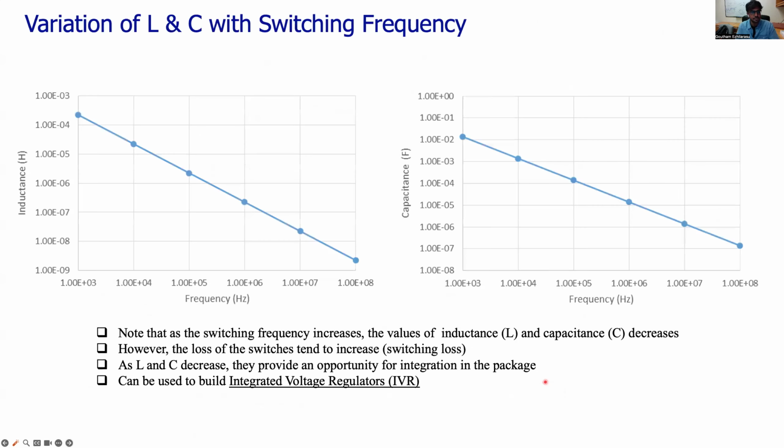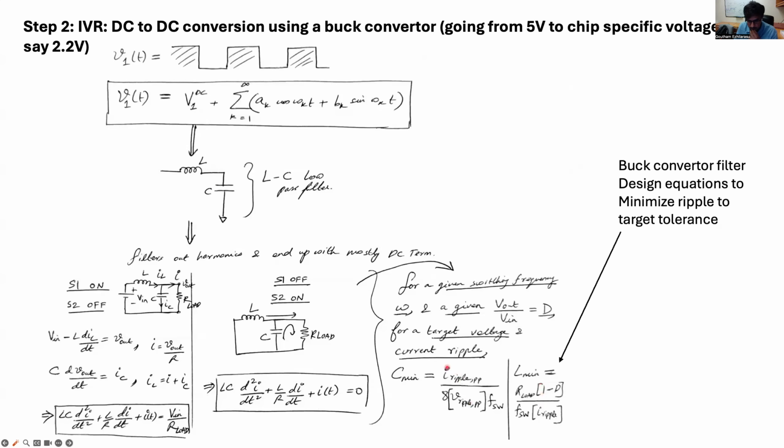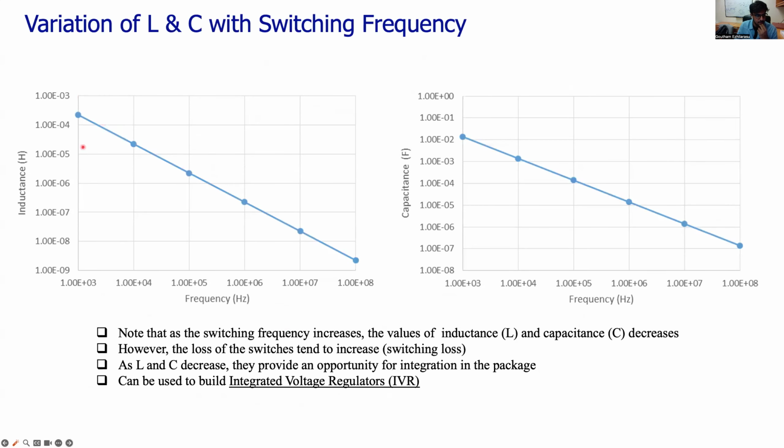If you look at this formula for the minimum capacitance and inductance, you find that the capacitance and inductance are inversely proportional to the switching frequency. Here I've plotted the value of the design inductance and capacitance versus the switching frequency. This is a log scale, and you see that as the switching frequency increases, the inductance is dropping and the capacitance is dropping.